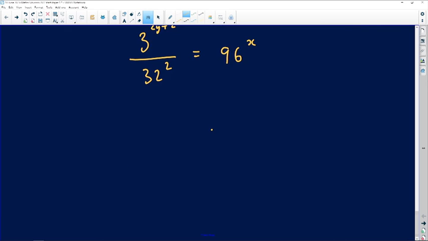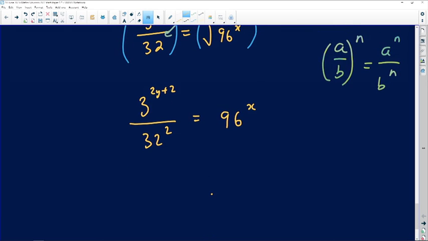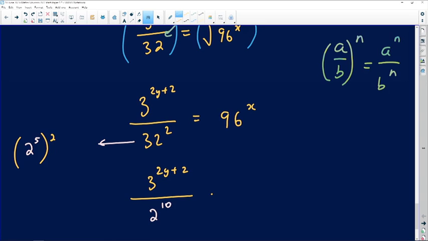Now on the left hand side, what I'm looking at is 3 to the power 2y, which I'm going to write as 3 to the power 2y, adding that with 2. Now on the denominator, the 32 can be expressed as 2 to the power of 5. But remember, we still have the 2 that is outside, and the 5 and the 2, when they combine, will give you a 10, because when you're raising a power to an exponent, you multiply the exponents. So I'm left with 2 to the power of 10.